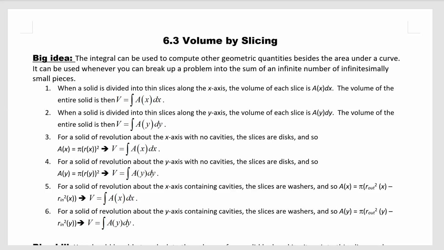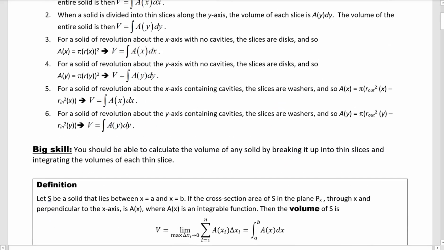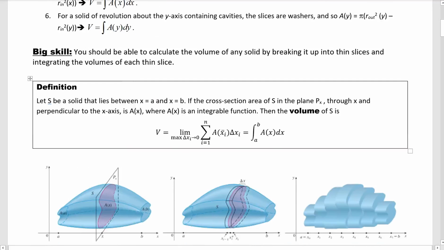disk method or washer method, okay? If it's solids of revolution about the x-axis with no cavity, we get the disk method. And if they contain cavities, we have the washer method. So today we're gonna talk about the disk method and washer method, okay? Big skill: you should be able to calculate the volume of any solid by breaking it up into thin slices and integrating the volume of each thin slice.